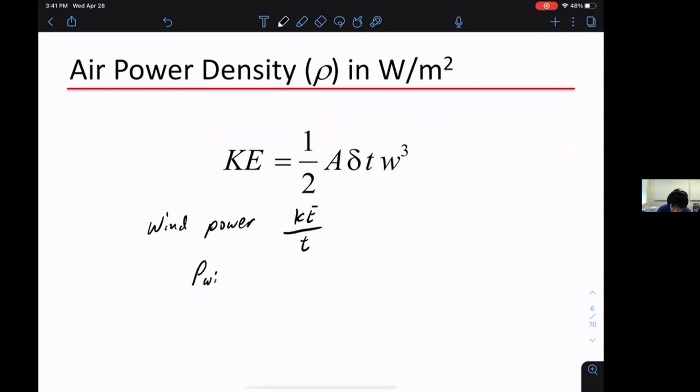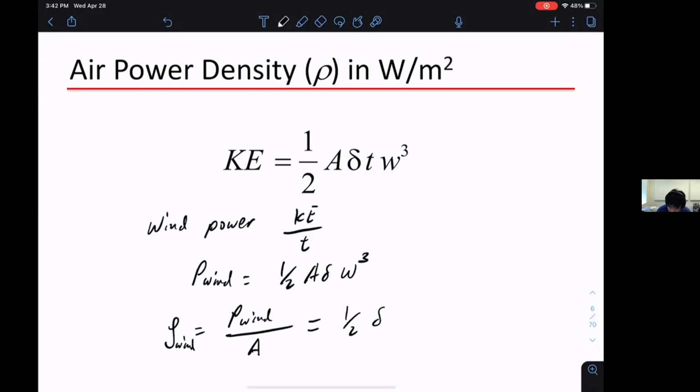So this is 1/2 A delta times the cube of w, so speed cubed. The power density is the wind power divided by the area, how large the area is. This is 1/2 delta w cubed, 1/2 density times speed cubed. So this is, for example, in units of watts. This is in watts per meter square.